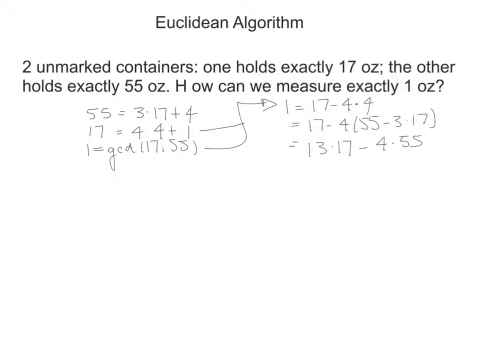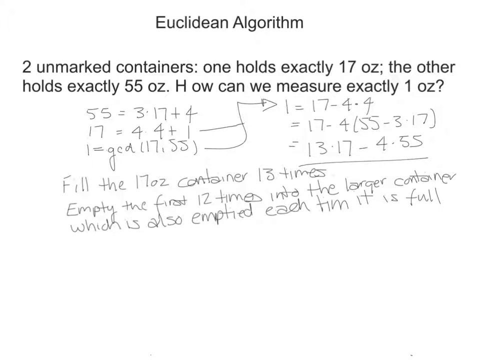So let's take a look at the interpretation. So we fill the 17-ounce container 13 times, and basically every time we fill it, we empty it into the larger container. So the first 12 times we're emptying it into the large container, and every time the large container is full, it's also emptied. So again, looking at the 12th time that we've filled the 17-ounce container, after 12 times, we've filled it up a total of 204 ounces.